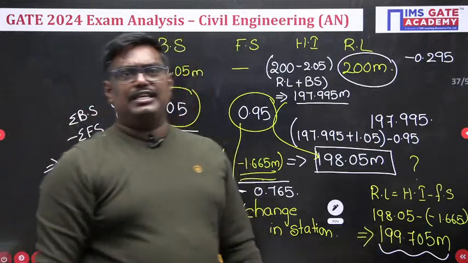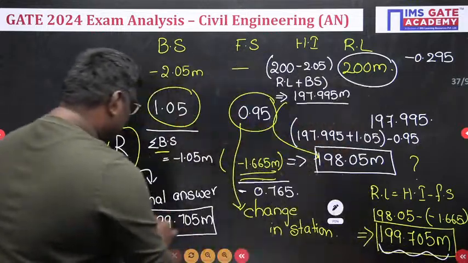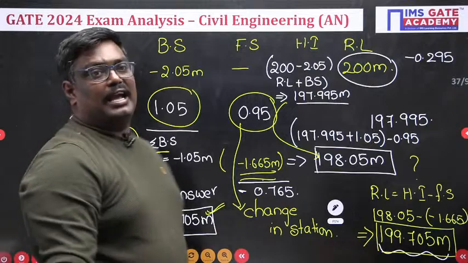But here, students, what will be the answer? 199.705. This will be your final answer. I hope you are clear.